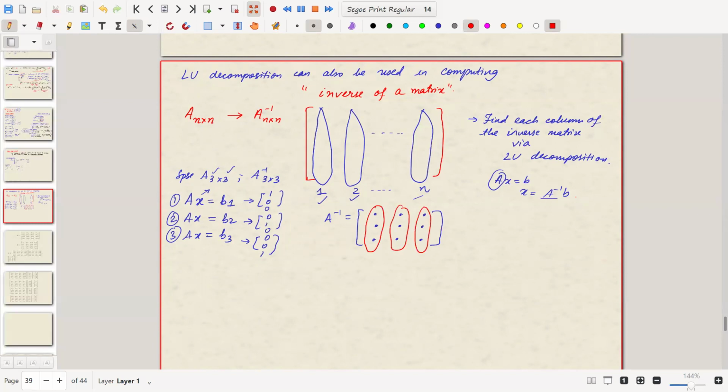If you solve Ax equal to B1, where B1 is 1, 0, 0, then the output you get will be this x1. Solve B2, that is 0, 1, 0, and you get x2. x2 is this vector. Solve Ax equal to B3, which is 0, 0, 1, then you will get x3, which is this vector. If you can find x1, x2, x3 just using LU decomposition, then did you not get the inverse of the matrix?